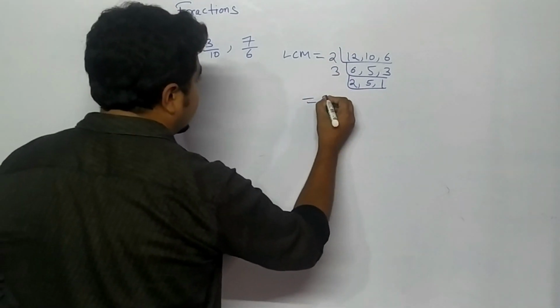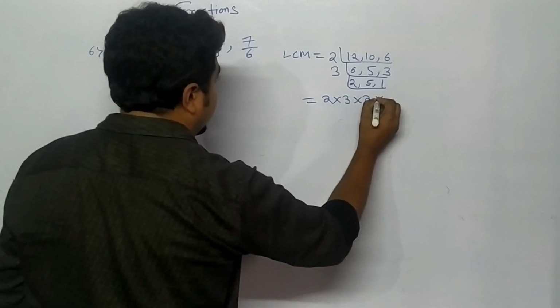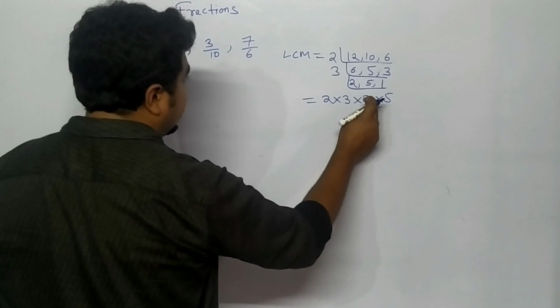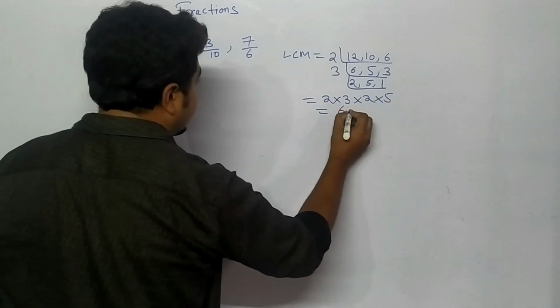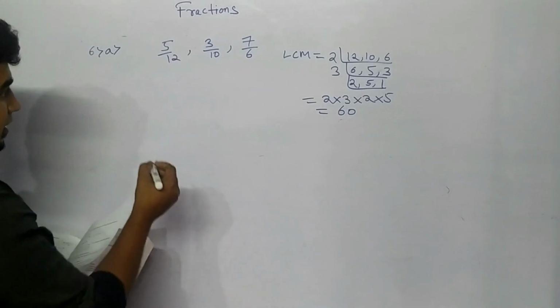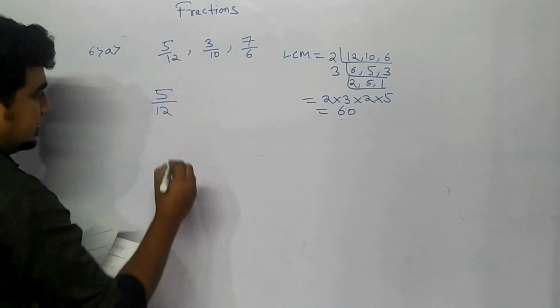You can write the LCM as 2 into 3 into 2 into 5. So from here, 5 into 2 is 10, and 10 into 6 is 60. Now you have to make the denominators 60.